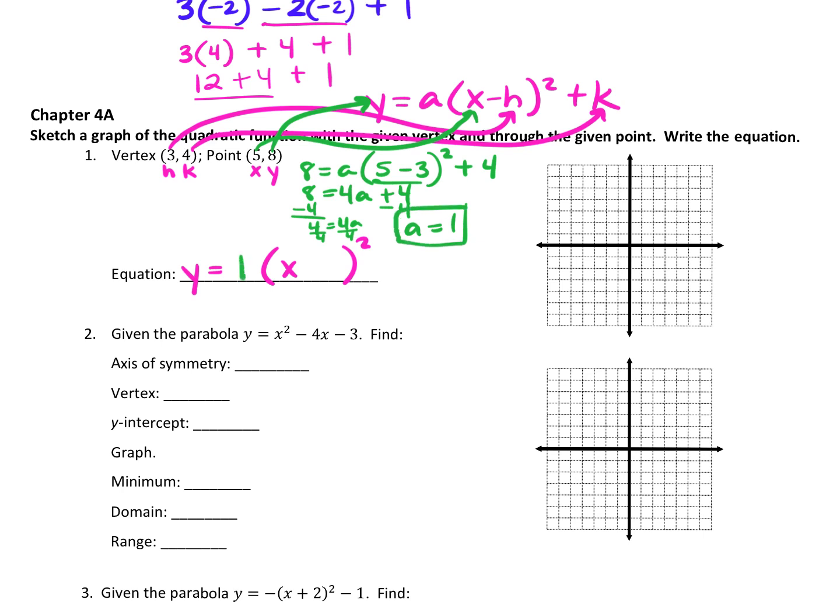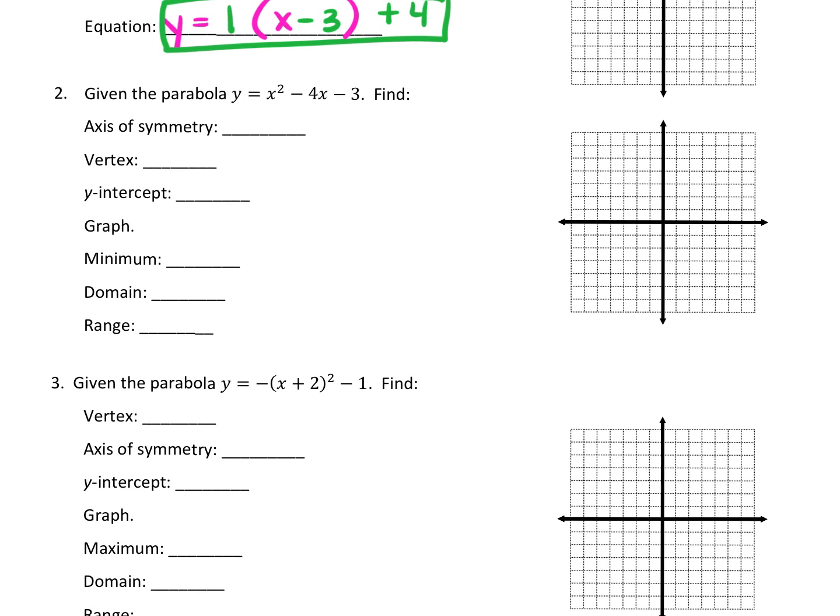Okay, so that's what's going to go here. Technically, you don't need to put anything there, but if you want to put the 1 there, that's fine. And then plug the vertex back in. So x minus 3 squared plus 4. So this would be your equation. Okay, I put the graph there just in case you wanted to see it, but you don't need to graph anything on that one. You just had to write the equation.